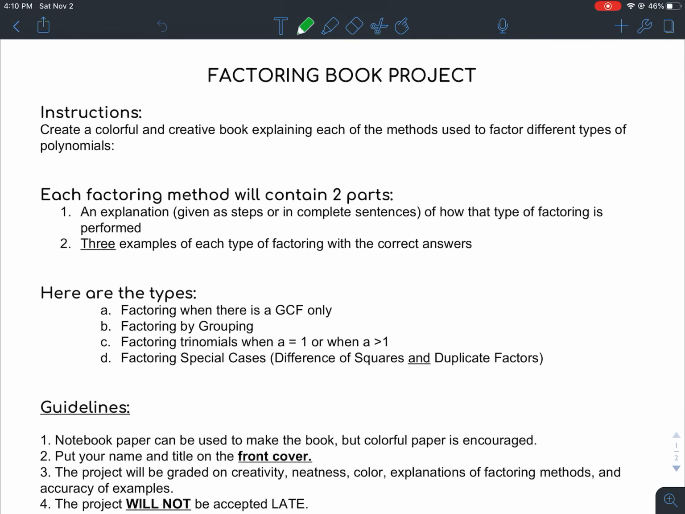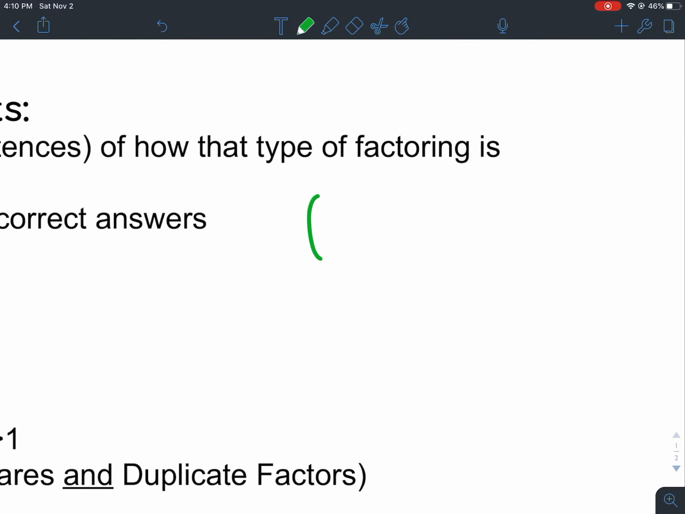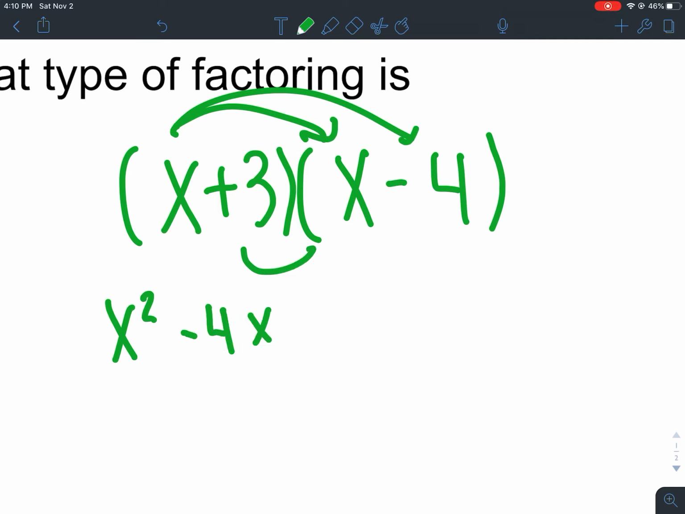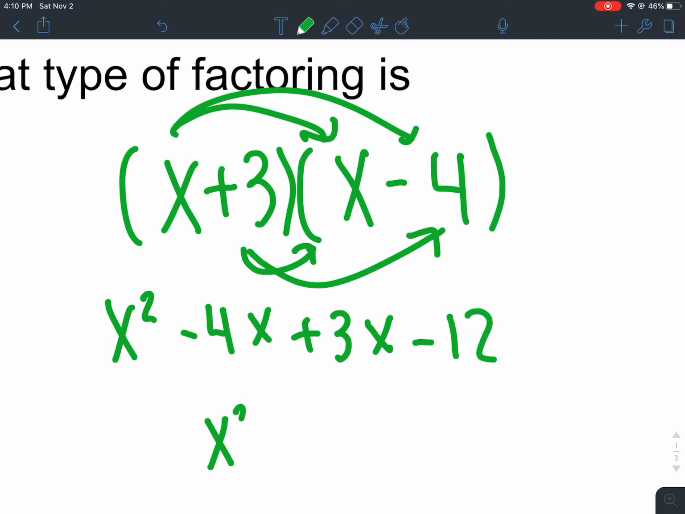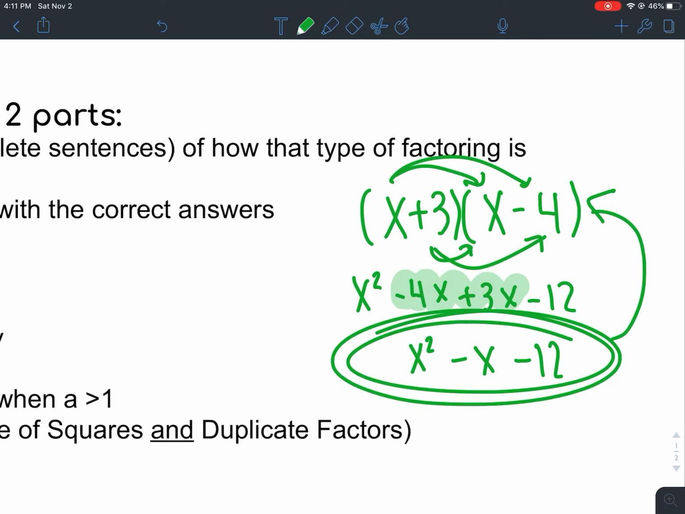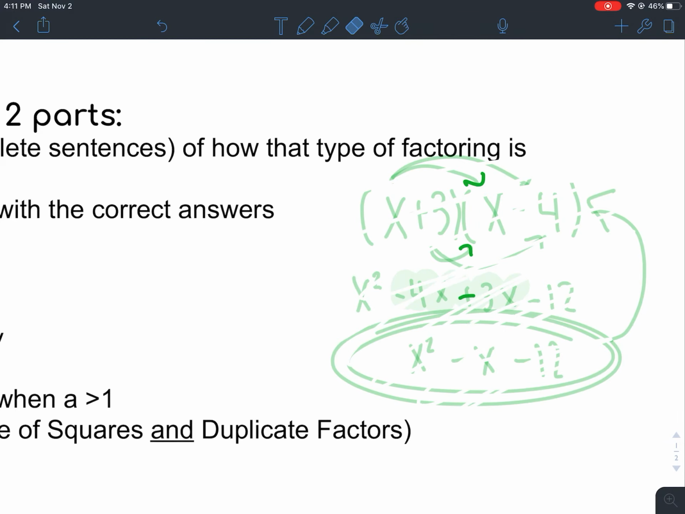If you really want to create your own example, one of my suggestions would be to create 2 random binomials, anything you want to pick, and then double distribute that. So then I'd have x squared, negative 4x, positive 3x, and then minus 12. Then I would combine my like terms here. Negative 4x plus 3x is going to be negative x, minus 12. So one of the examples I could use is to start here and then show someone reading the book how to go backwards. You could create your own examples, but you do not have to.